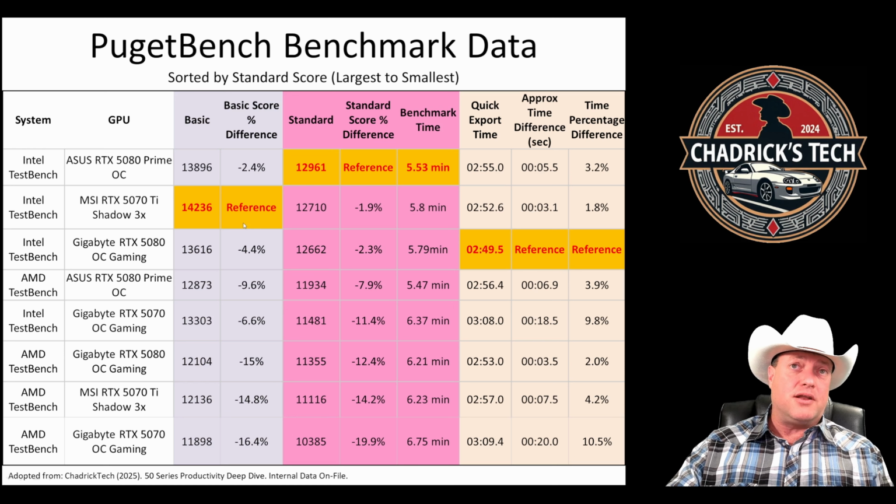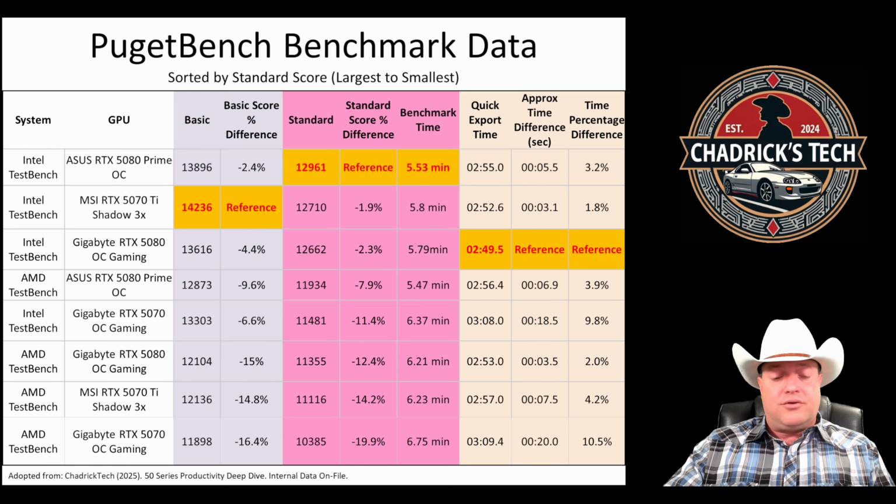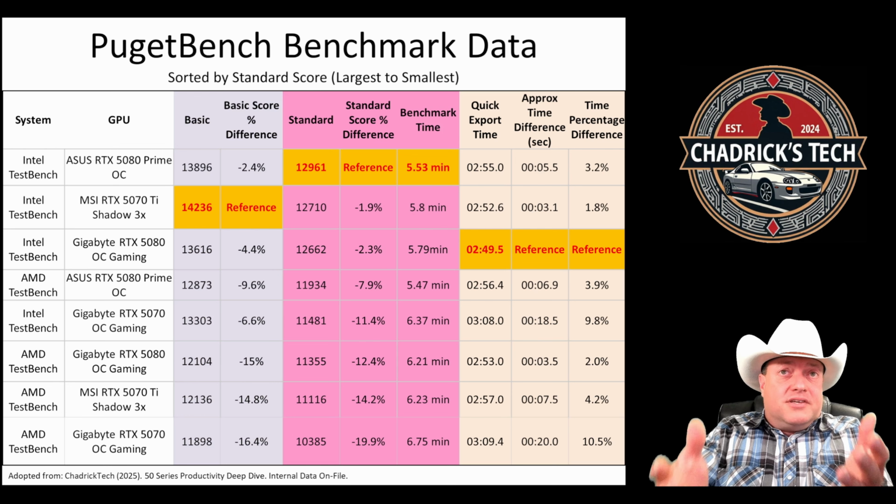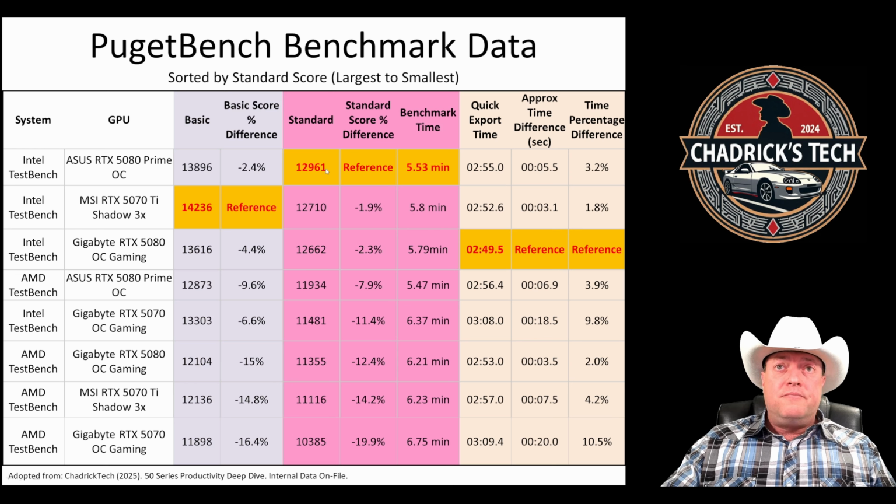Now, if someone wants to send me a 9950X or a 9950X3D and let me rerun so that it can prove that it dwarfs the Intel 14th gen CPU, I'm all for it. But this is the data that I have. So you've got the Intel test bench. The top performer was the Asus 5080 or the 5070 Ti.